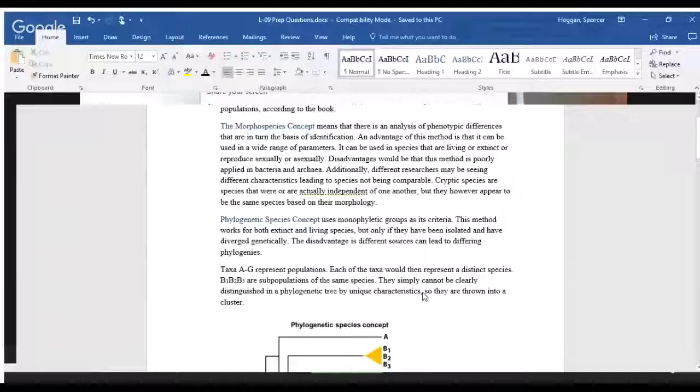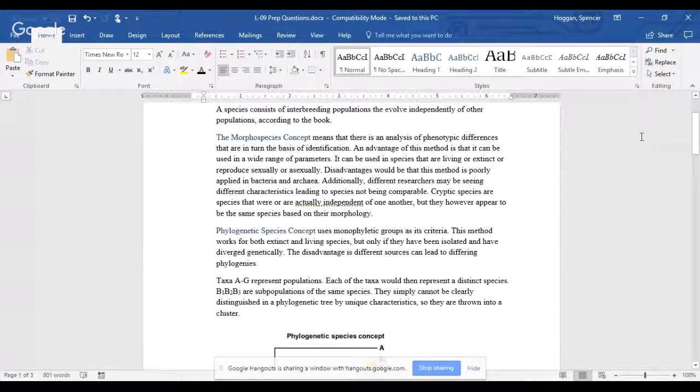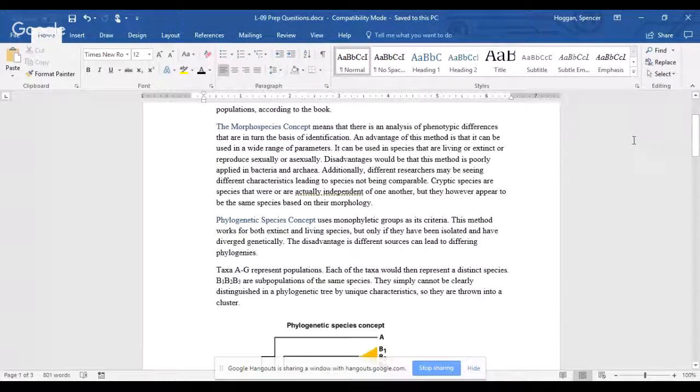Okay, so our question is explain what a species is and differentiate between the biological, phylogenetic, and morphospecies concepts. According to the book, the definition on the side is just a species consists of interbreeding populations that evolve independently of other populations. So that's what that is. And then Braden's going to go ahead and get started on the morphospecies concept.